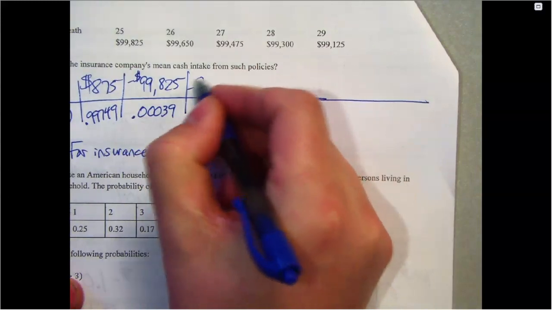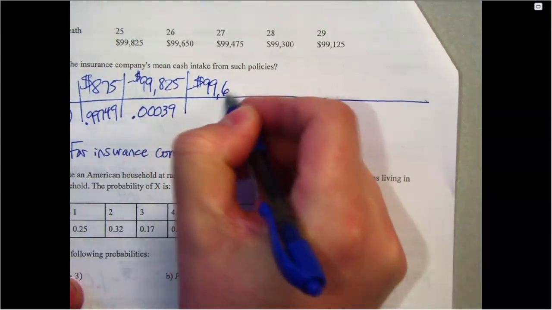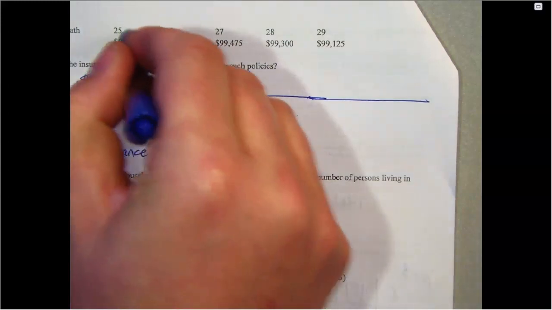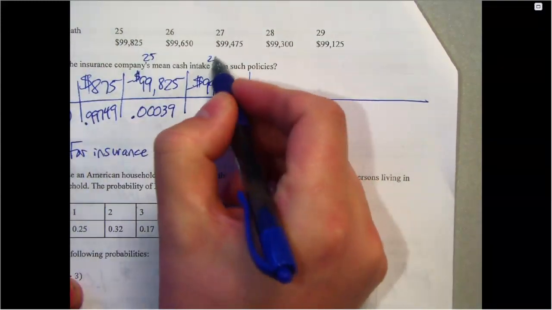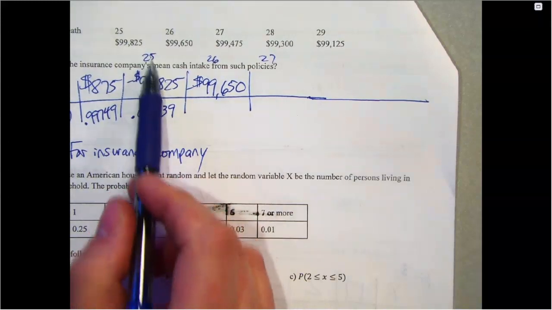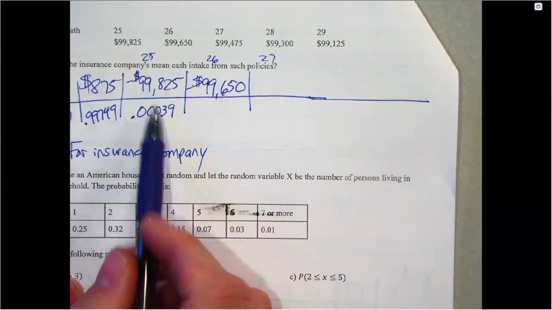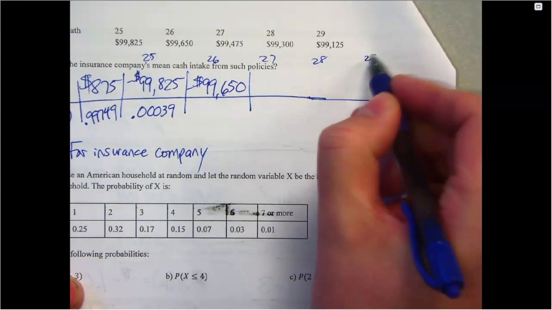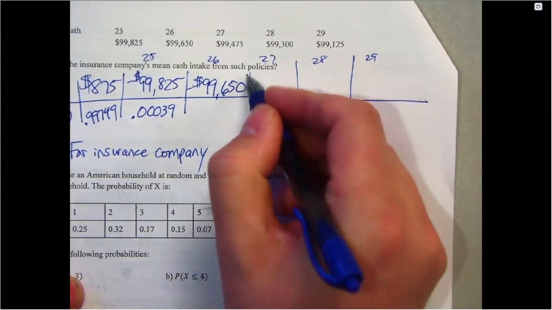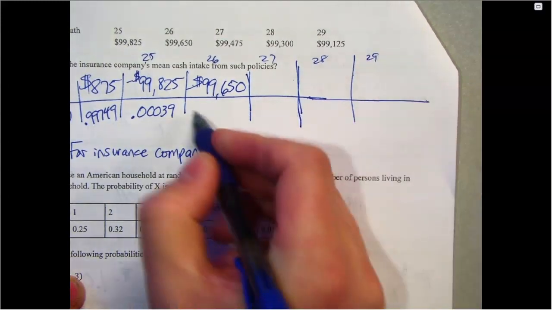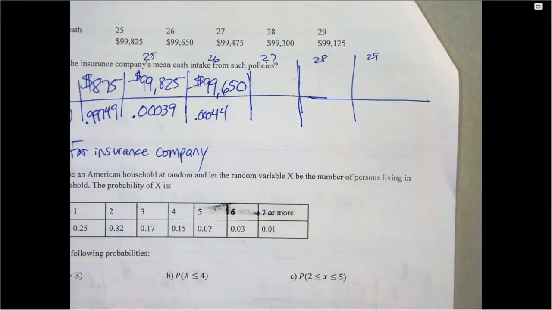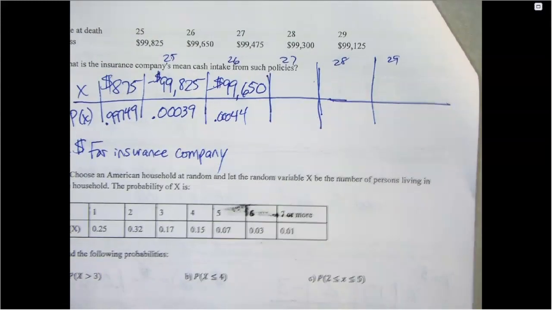Then they might lose $99,650. So it's like 25 is here, 26 is here, 27. Age 25 isn't actually part of the probability table, but if you line up what's going on, it's like a header. This would be 0.00044 from the previous page. Does that help you get it set up?